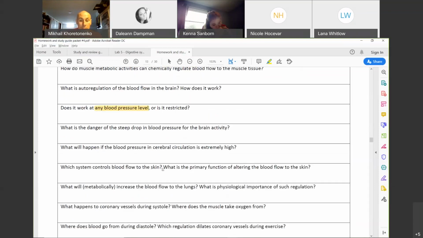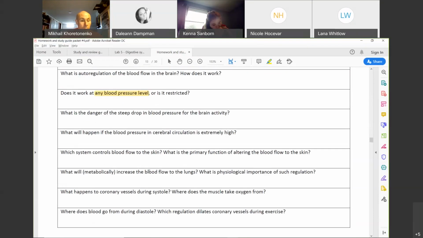Sympathetic system controls blood flow to the skin. Primary function is to regulate the temperature. Blood flow to the lungs. In the lungs, it's the opposite.